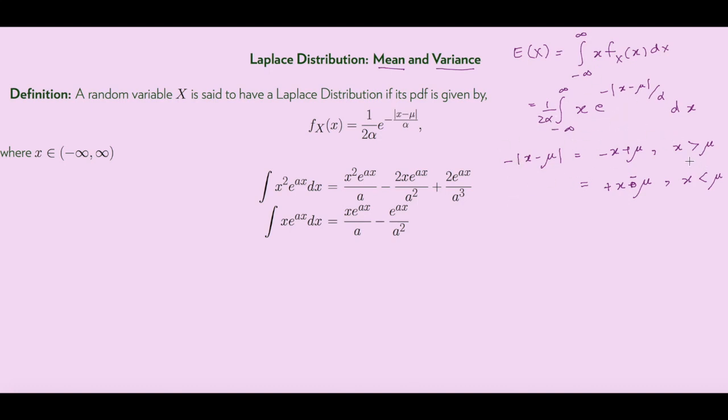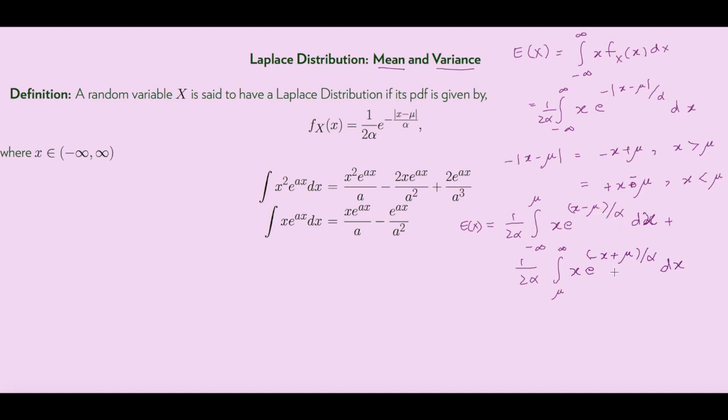So we are going to split this integral into two regions, x greater than mu and x less than mu. Then E[X] becomes 1 over 2 alpha, integral from minus infinity to mu, so this is this part, of x e to the power of (x minus mu) divided by alpha, plus 1 over 2 alpha, integral from mu to infinity, of x e to the power of minus (x minus mu) over alpha, dx.